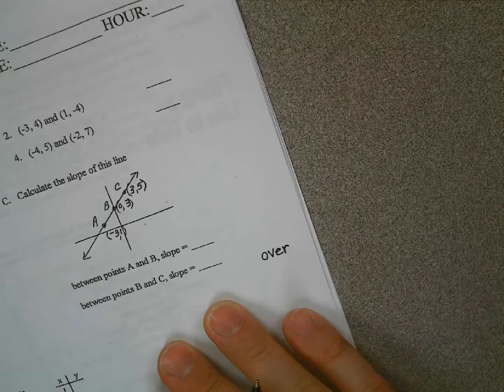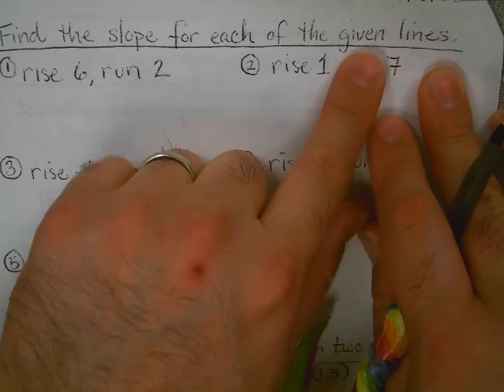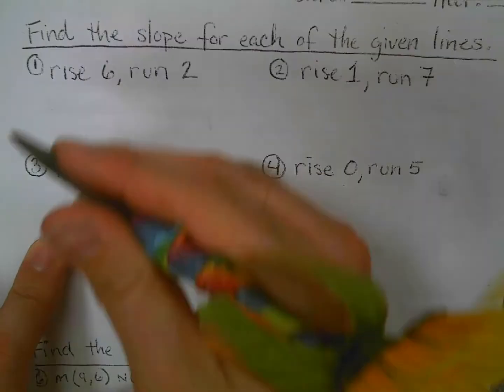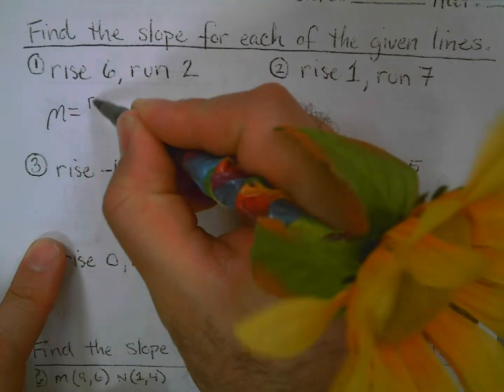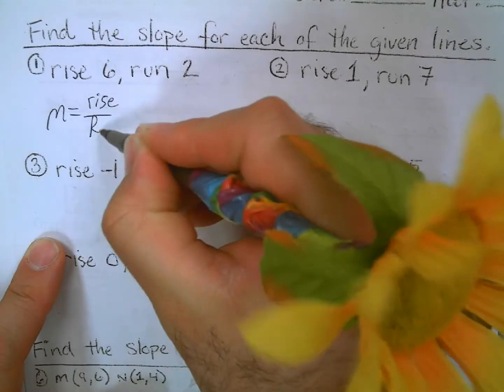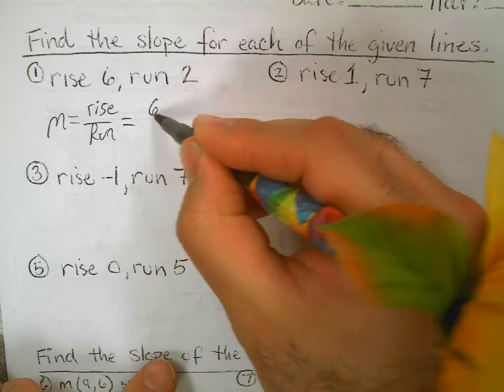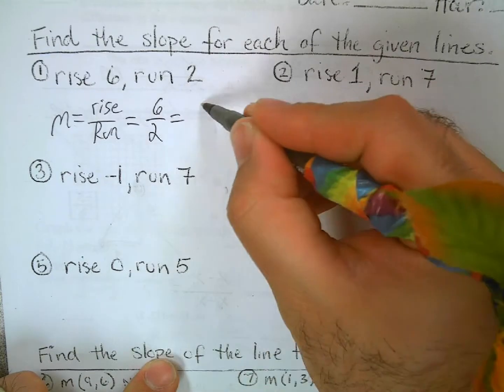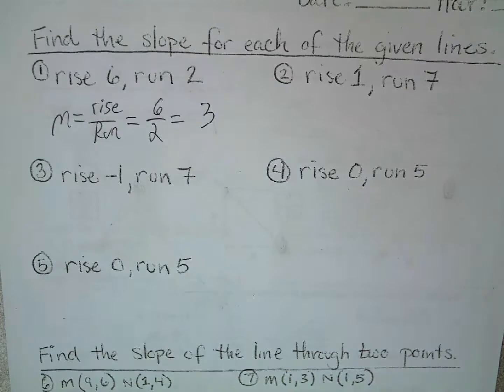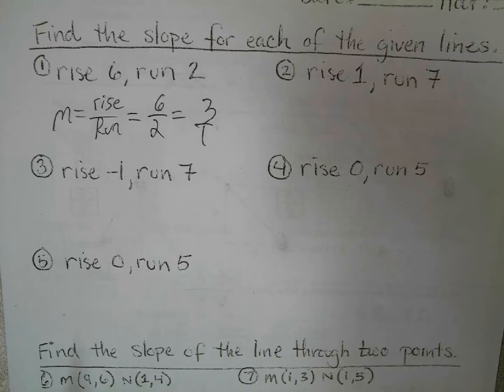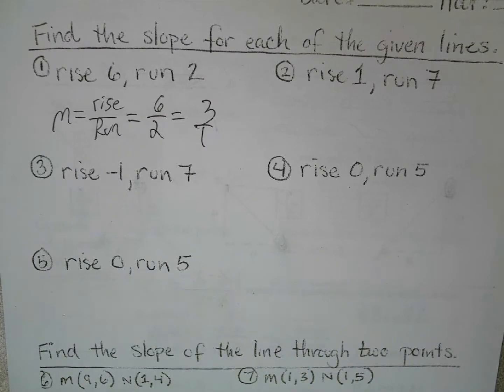And then as we move along, all right, find the slope for each of the given lines. So right here, my slope, remember, is rise over run. So rise over run, the rise 6, run 2, my slope simplified would be 3, or 3 over 1, right? Rising up 3 over 1, okay?